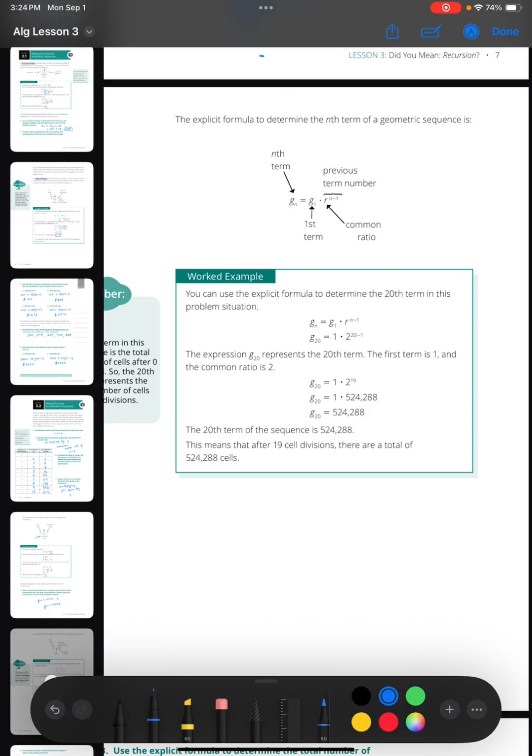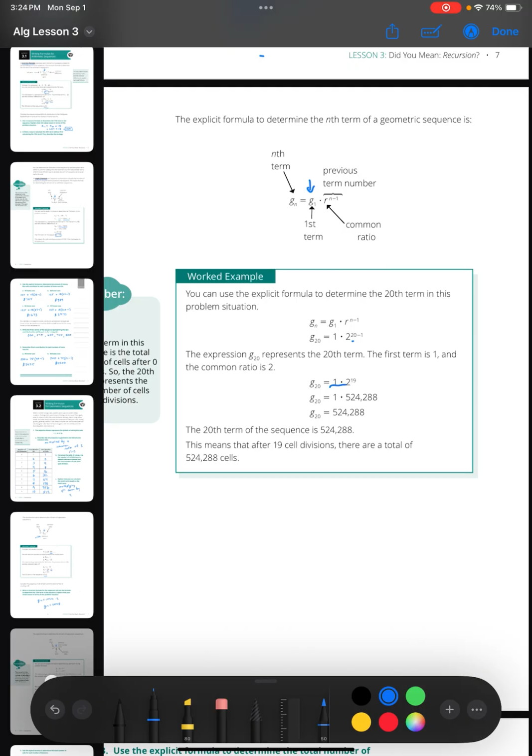So the explicit formula to determine the nth term of a geometric sequence is the first term, that's where it says g sub 1, times the common ratio raised to an exponent of the previous term number. So it says you can use the explicit formula to determine the 20th term in this situation. So the first term was 1. If we look back at our table, the first term number was when we had that 1 mother cell, and then times 2 raised to an exponent of 20 minus 1.